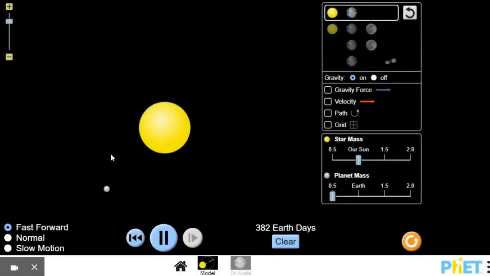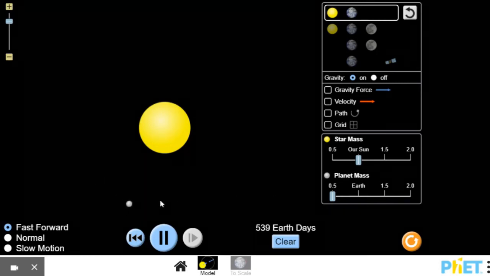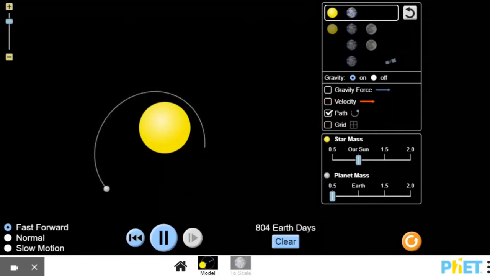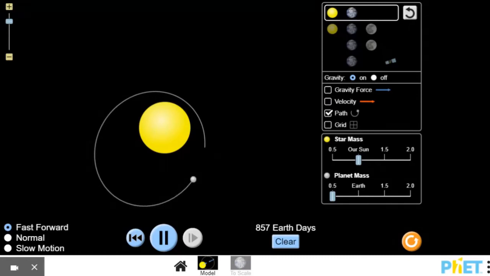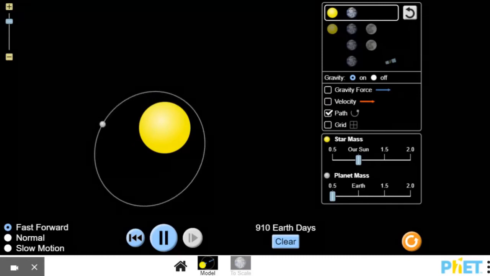Lastly, let's look at elliptical orbits. I've set this up so we've got an elliptical orbit. I've made the mass of the orbiting body half that of the Earth. That's as low as I can do it. And we'll mark on the orbital path so that you can see the shape. So we've got an ellipse. But the same thing is true. That's a stable orbit.